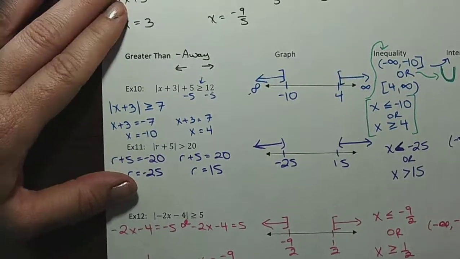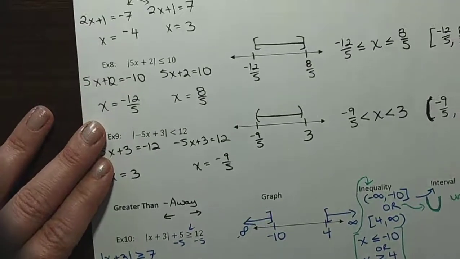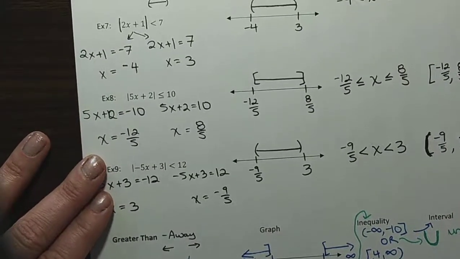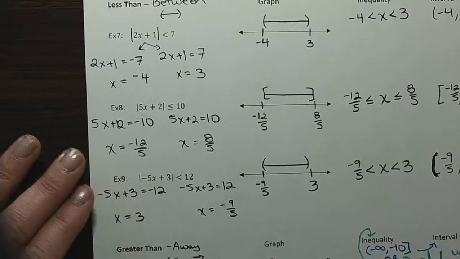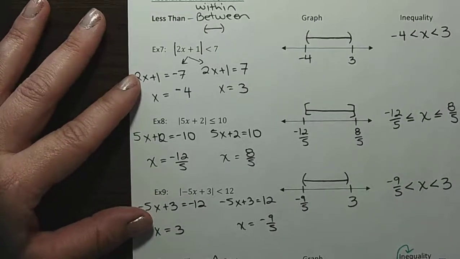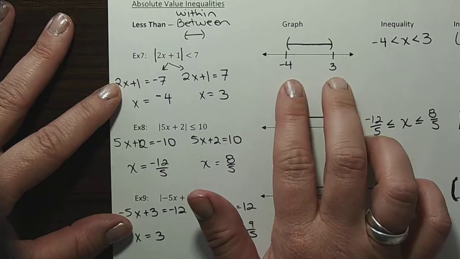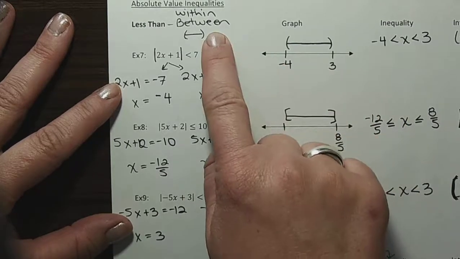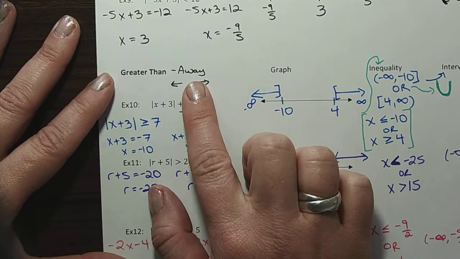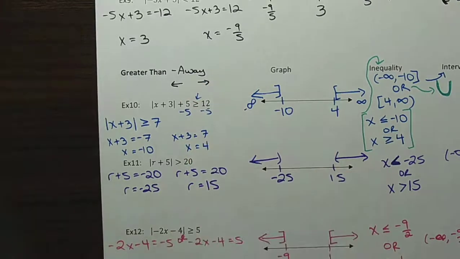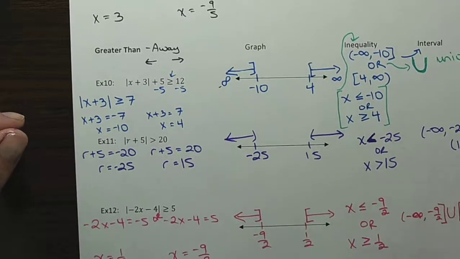All right, so absolute value inequalities, the book does explain it a little bit different for how to solve it, but I have found this technique a little bit faster. Solve it like an equation, put the equation on the graph, put the two answers you got from the equation on the graph, go between for less than, and go away for greater than. And I have found that to be a little easier to follow.